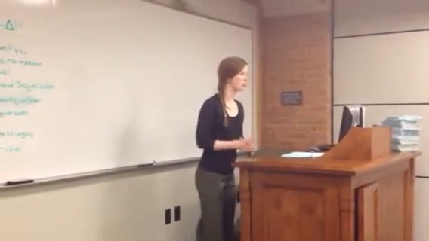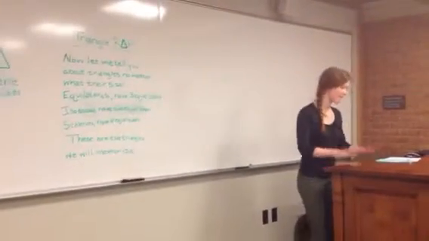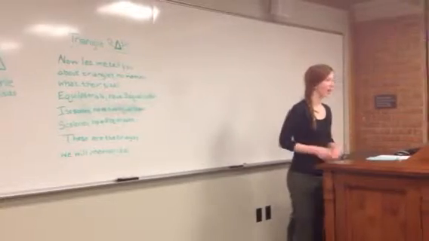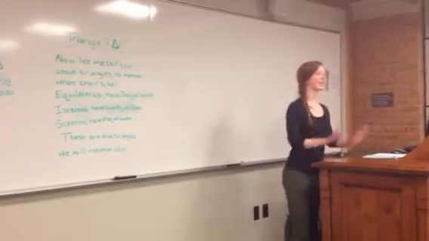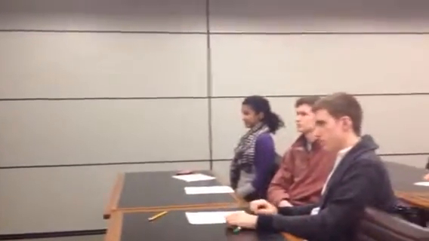Now let me tell you about triangles, no matter what their size. Equilaterals have three equal sides. Isosceles have two equal sides. Scalenes have 0 equal sides. These are the triangles we will memorize.